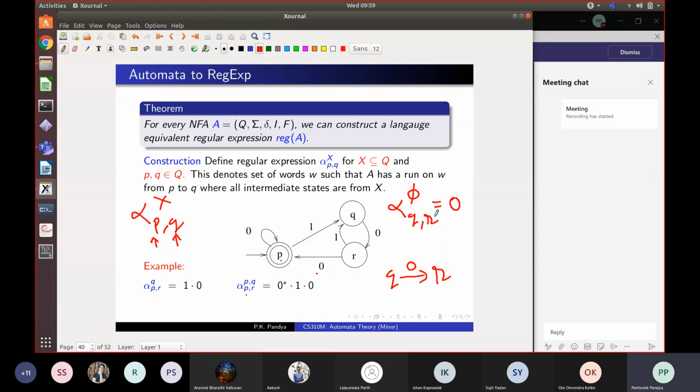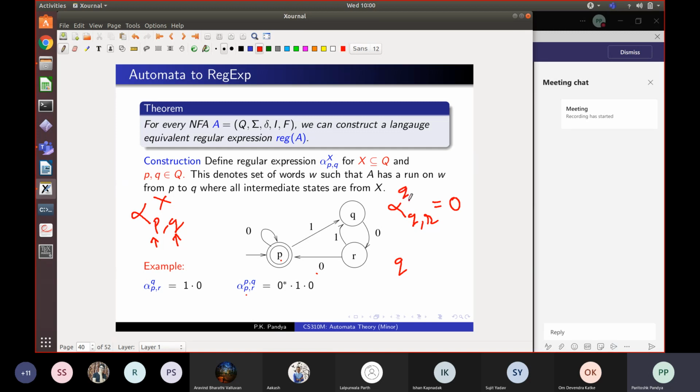What happens if I change this, and now I allow you to go through intermediate state Q also? I can go from Q to Q because that's an allowed intermediate state, but there's no transition going from Q to Q. So it will not change.